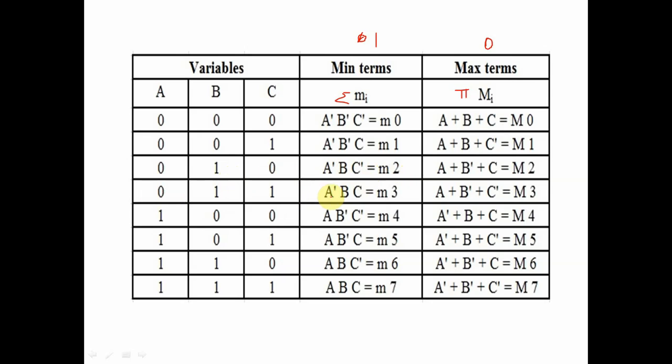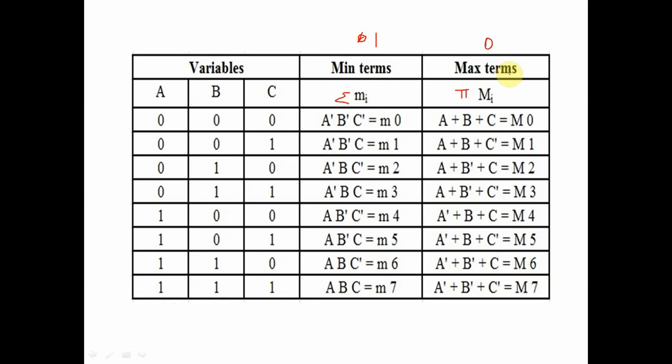0, 1, 1 is nothing but A bar, B, C. 1, 0, 0 is nothing but A, B bar, C bar. Here it is A, B bar, C. Then here I write A, B, C bar, because 0 is nothing but C bar and 1 is nothing but C. Here I write A, B, C.